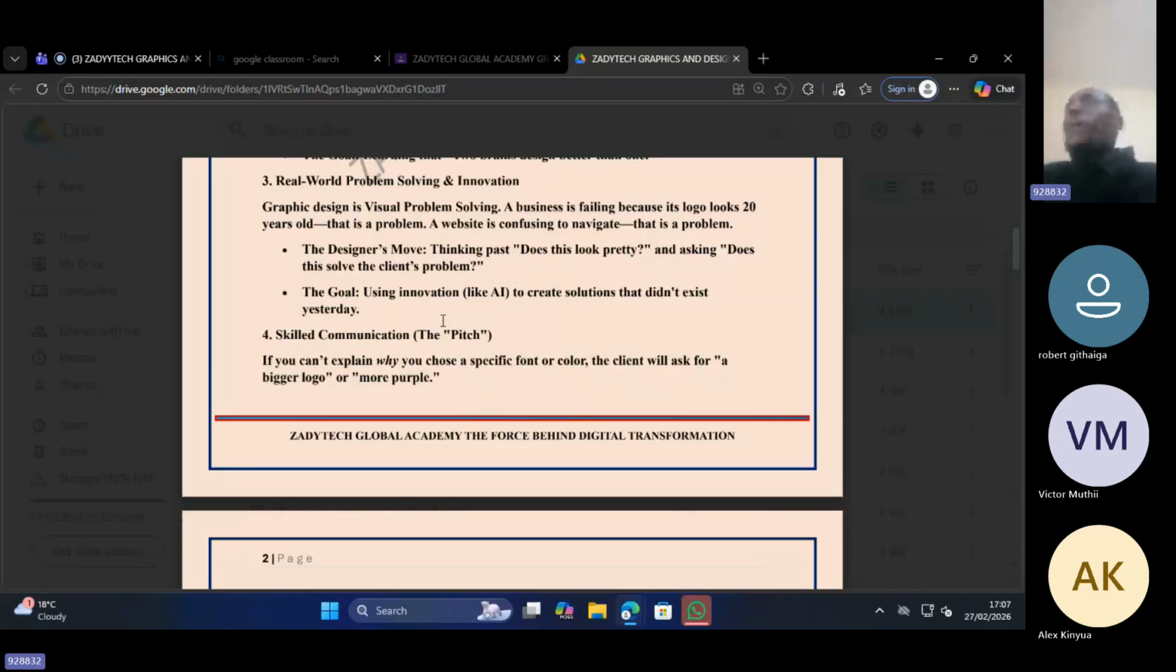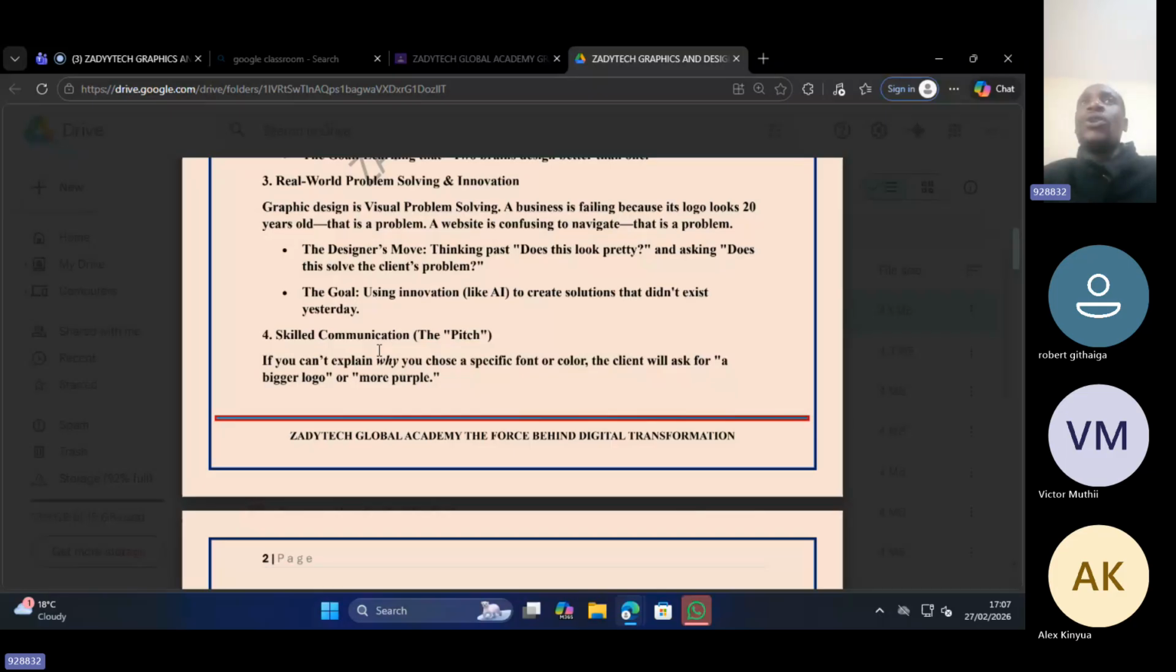And when you are marketing, remember that you are communicating. That's where we are coming to point number 4, which is skilled communication. If you can't explain why you choose a specific font or a color, the client will ask for a bigger logo or more purple.